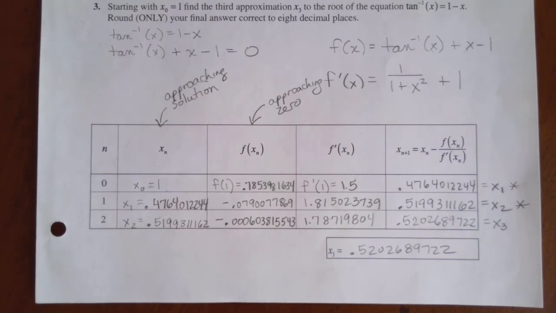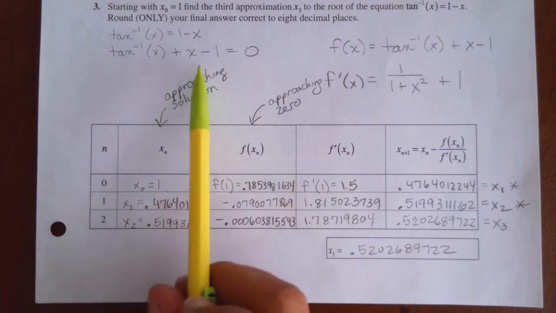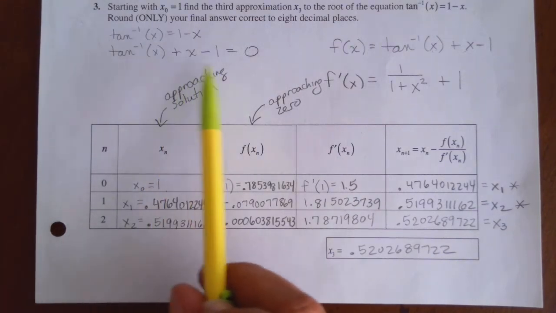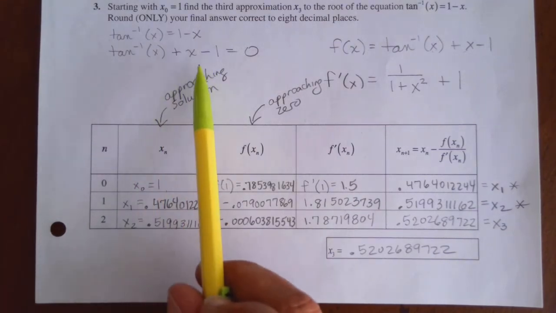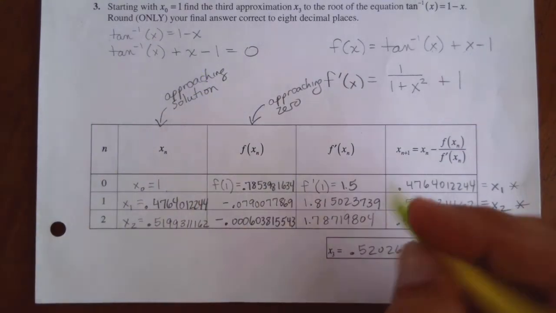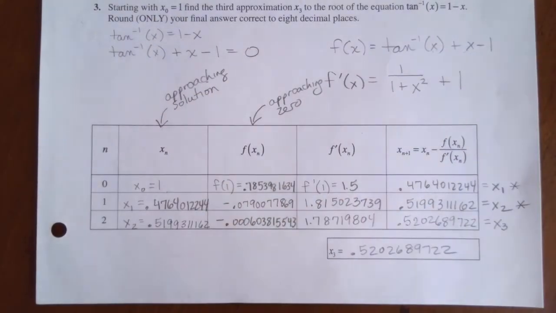Now, if you want to know the actual root, you could graph this, see where it crosses the x-axis, find the 0, and see how close you are. Because remember, this is just the third approximation. So it's not going to be exact, but it should be pretty darn close.